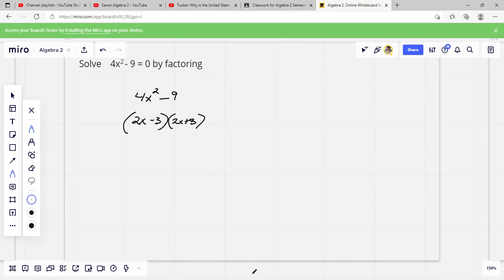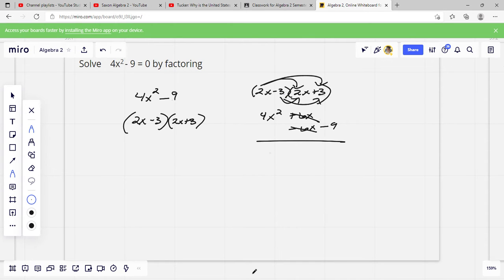Okay, the easiest way to show you how this works is just to go backwards. So 2x minus 3 times 2x plus 3. Then we're just going to rainbow this. That would be 4x squared, plus 6x. Then right here we would get minus 6x. See how those two are going to cancel each other out? And then we get minus 9, right? These cancel, and we get 4x squared minus 9.